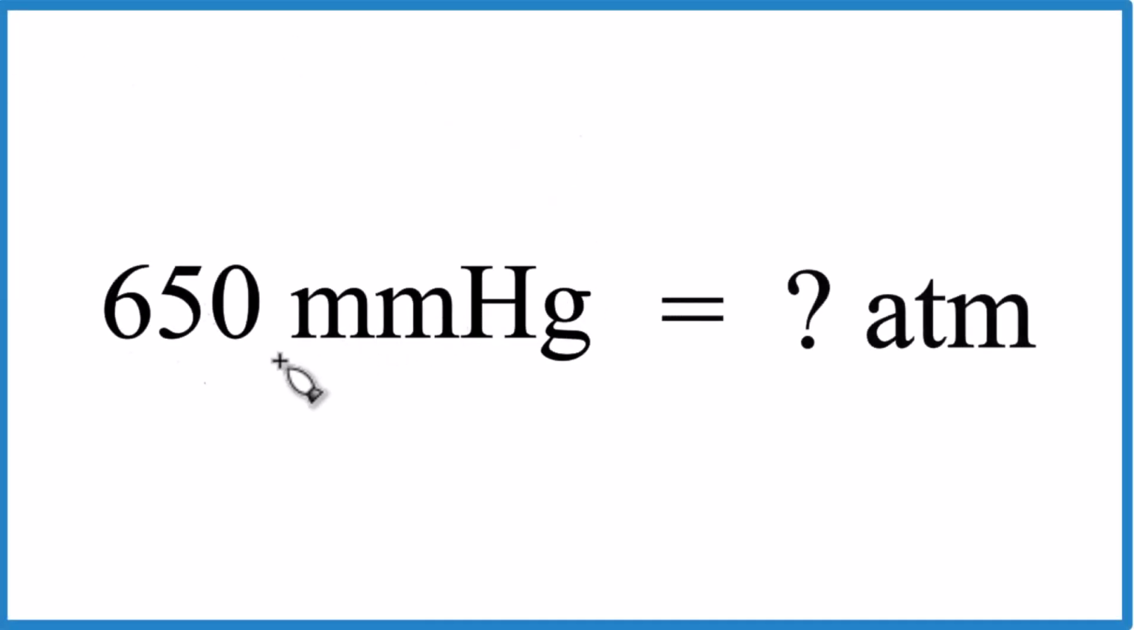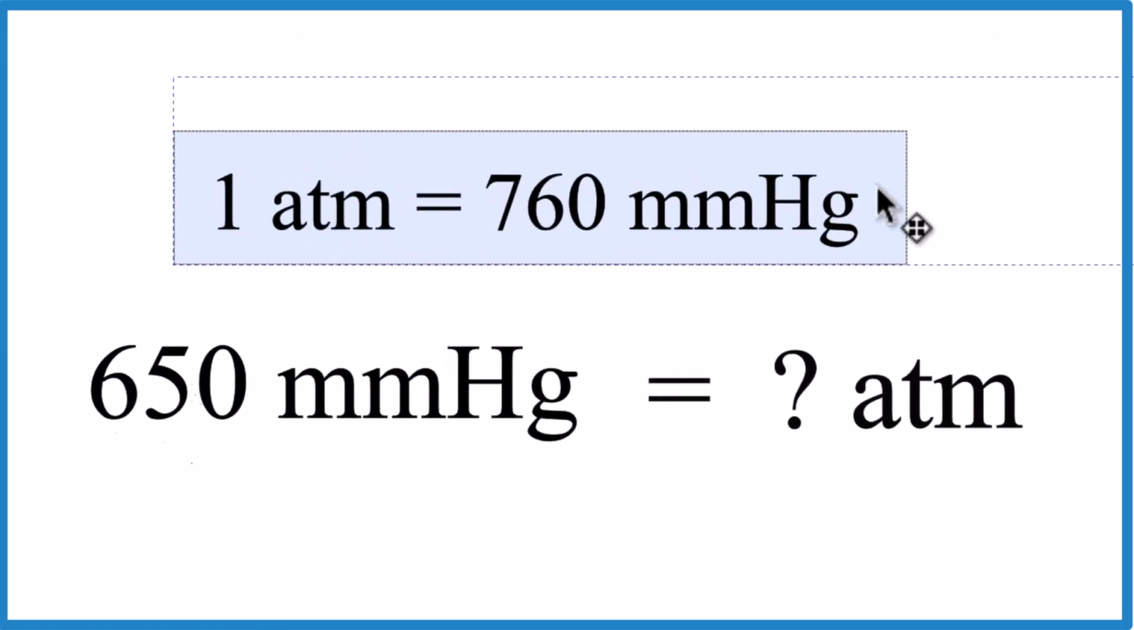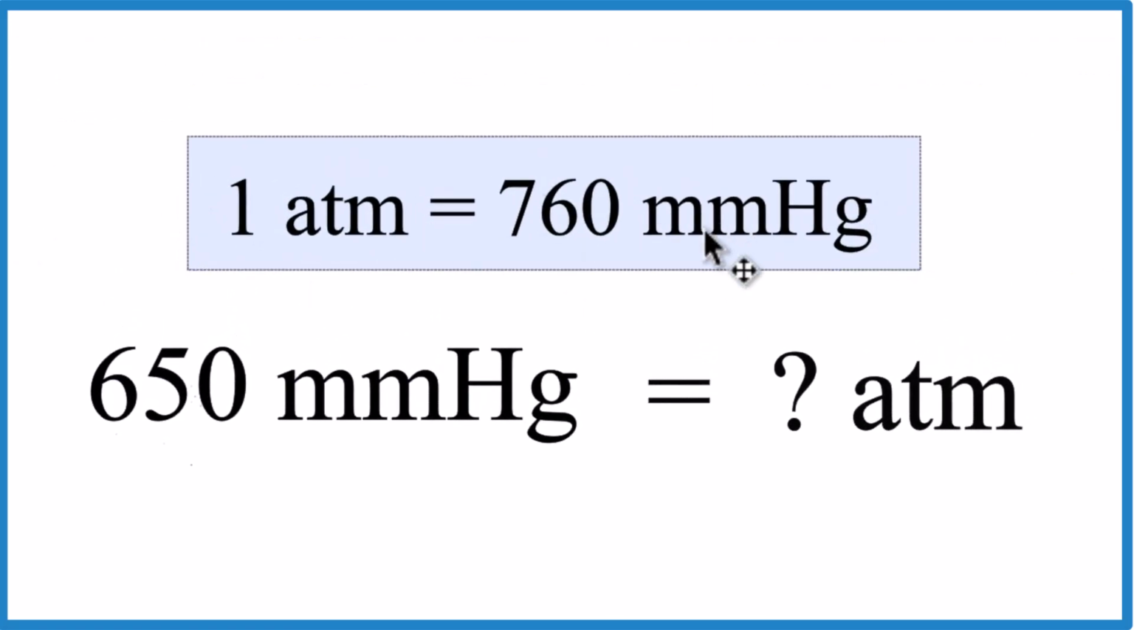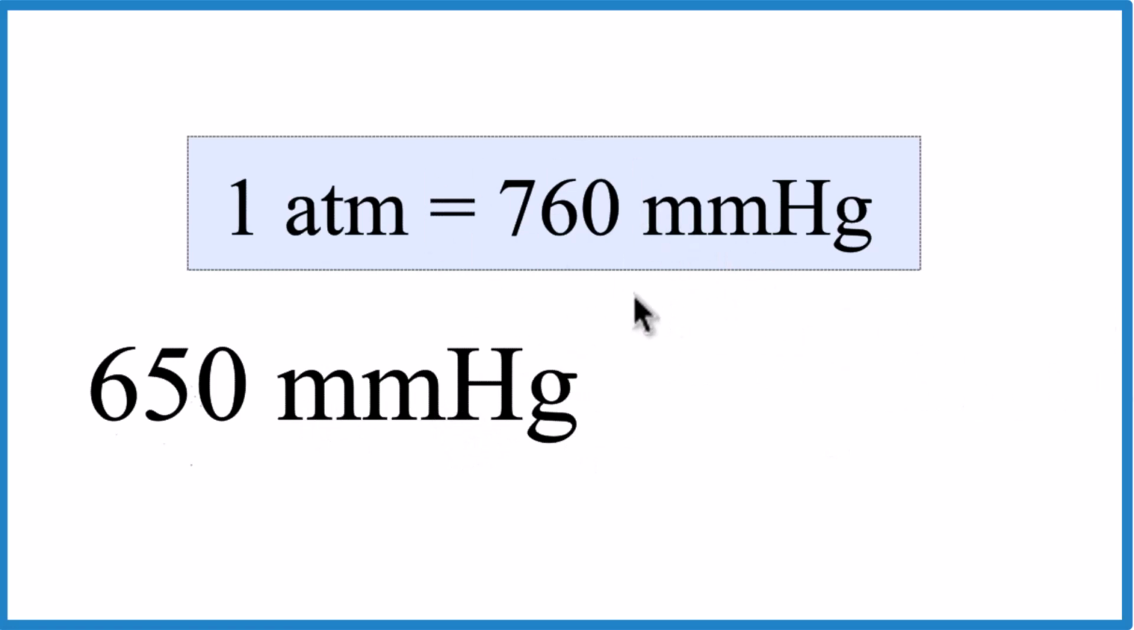Okay, let's convert 650 millimeters of mercury to atmospheres. Here's how we do it. So you need to know that 1 atmosphere is equal to 760 millimeters of mercury. So you memorize that, or you could look it up. What that means is we can convert our 650 millimeters of mercury to atmospheres by multiplying by this conversion factor.